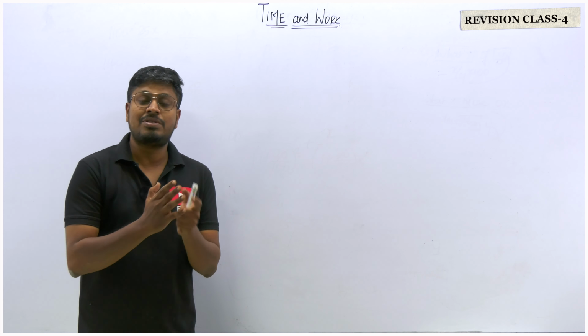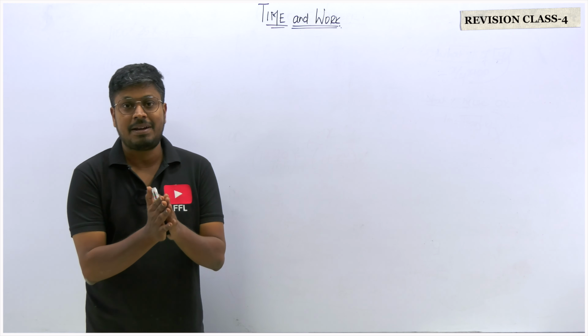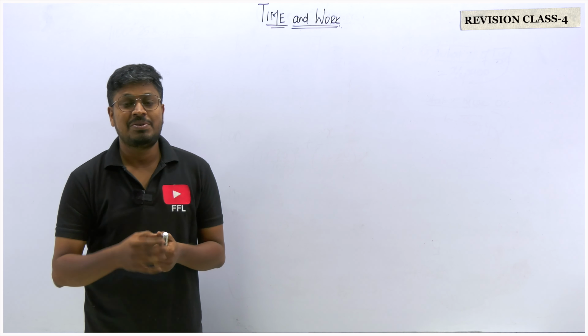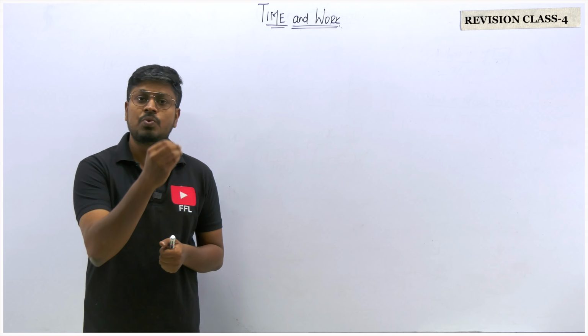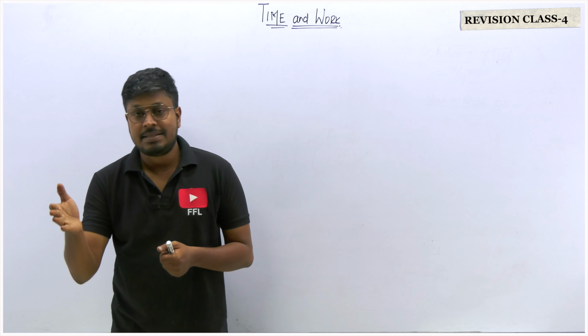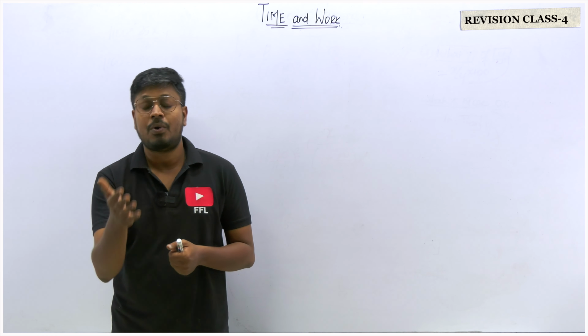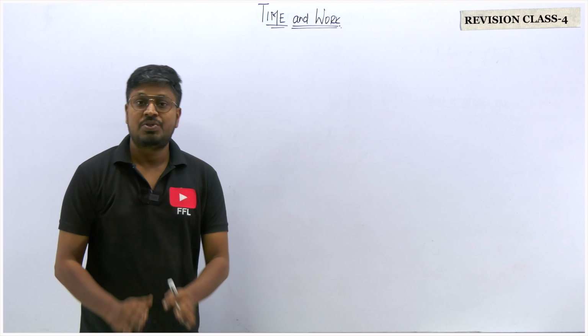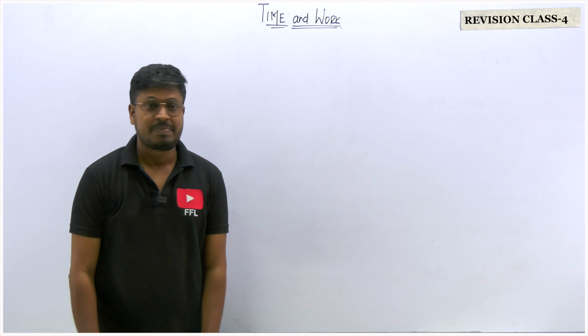Everyone knows it's the most important topic for the bank exam, right? For both the prelims and the mains, you can see this topic being asked, rarely 2 to 3 questions in the prelims exam, and in the mains exam even 5 or 10 questions on data interpretation based on time and work. So that much important the topic is, right?